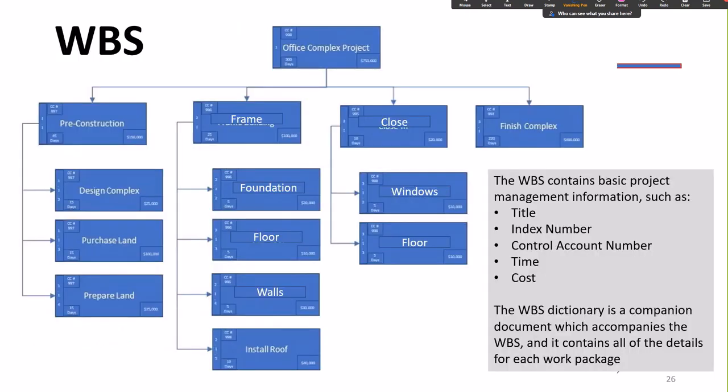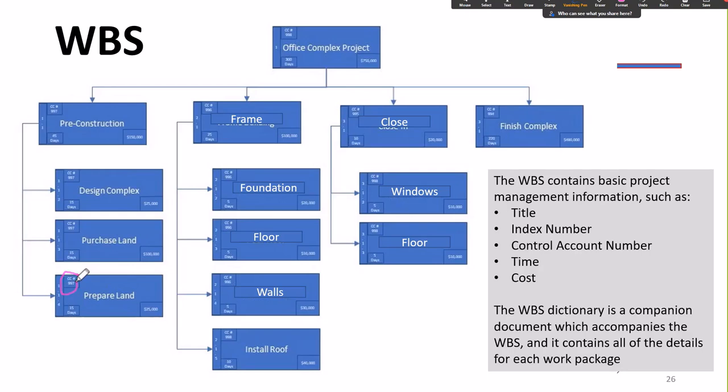Here is a WBS, for an office complex. And you can see right here I have my index number. Here I have the duration in days. Here I have the cost for this work package. And up here I have a control account number.